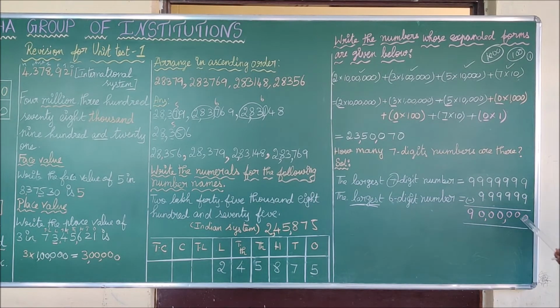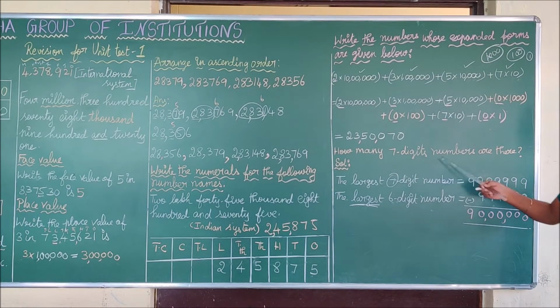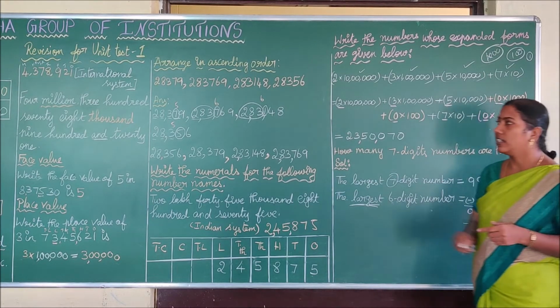How can you read this number? 1's place, 100, 1000, 10,000, lakh, 10 lakh. That is 90 lakh. The total number of 7-digit numbers is 90 lakh, children. Is it clear, children?